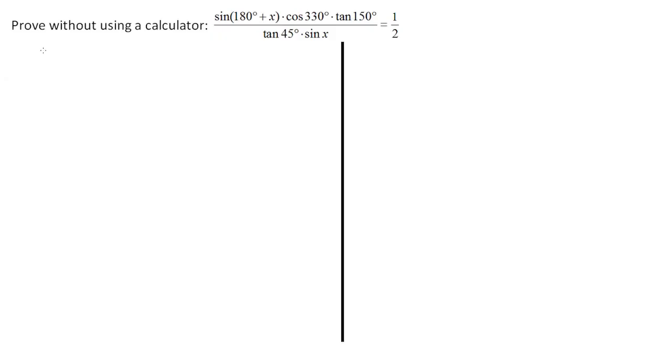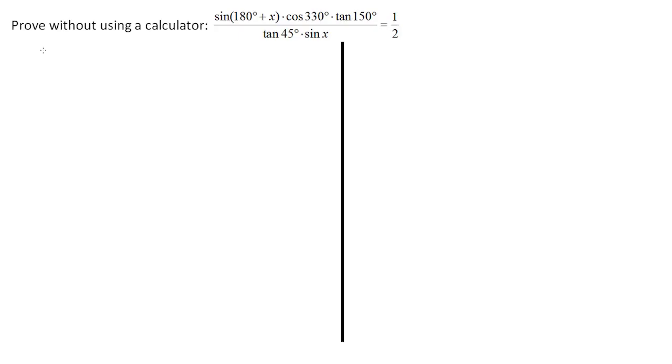Prove without using a calculator: sine of 180 degrees plus x times cos of 330 degrees times tan of 150 degrees, tan of 45 degrees, and sine of x. This is once again a proof, but there's certain pre-knowledge, background information that we first need to deal with before we can attempt this question.